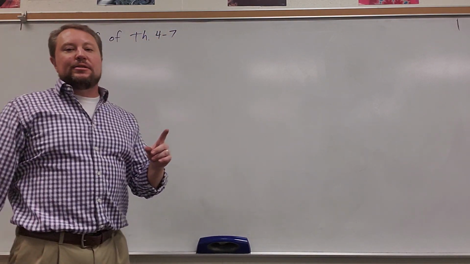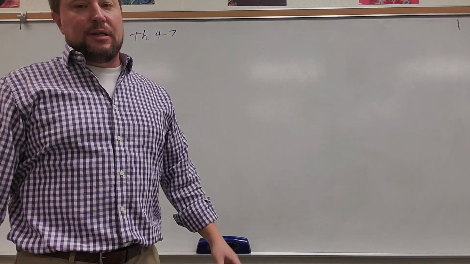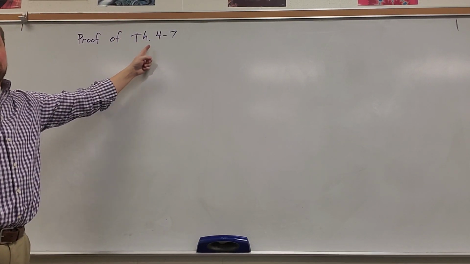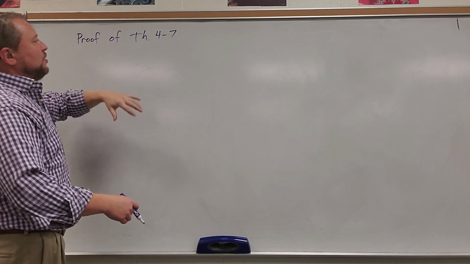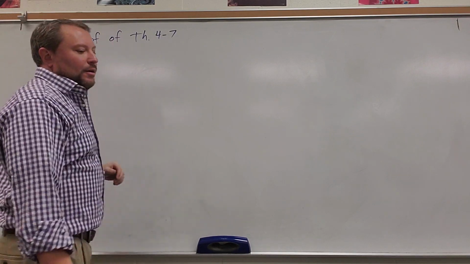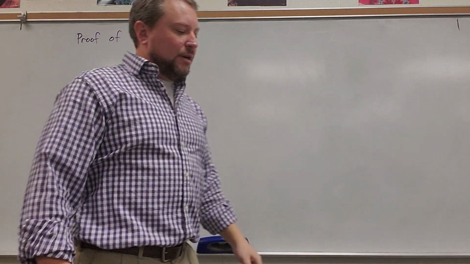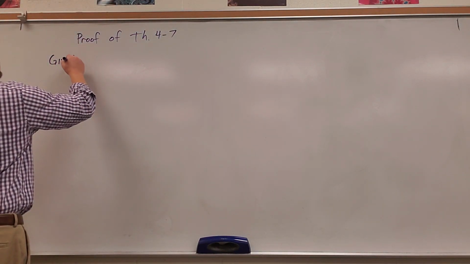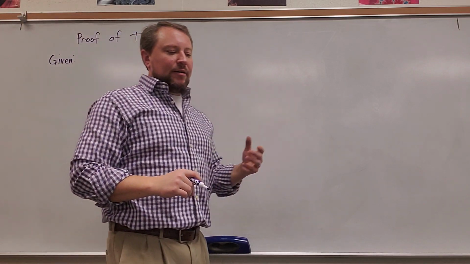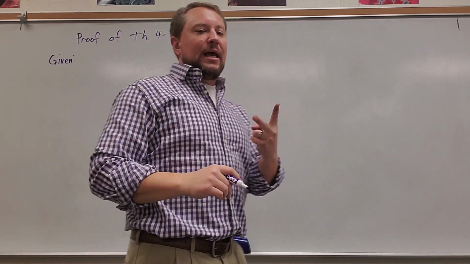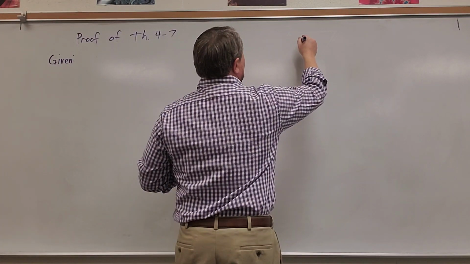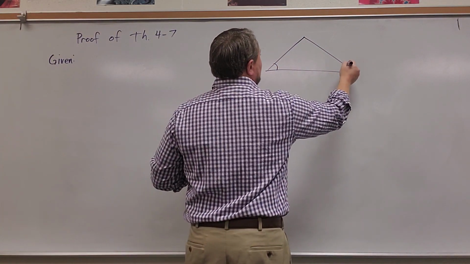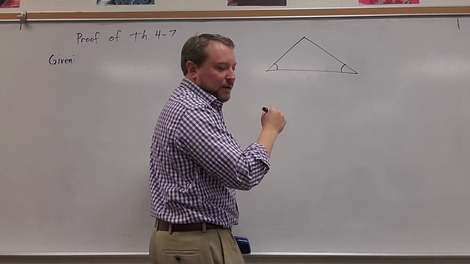So of course that means the one thing we cannot use in this proof as a reason is theorem 4-7. Okay, you can't use the theorem you're trying to prove in the proof. Now in theorem 4-7, if you remember correctly, that's the second theorem that said that if we start out with two congruent angles, so I'm going to start out with a picture something like this, where these two angles are going to be congruent from the get-go.